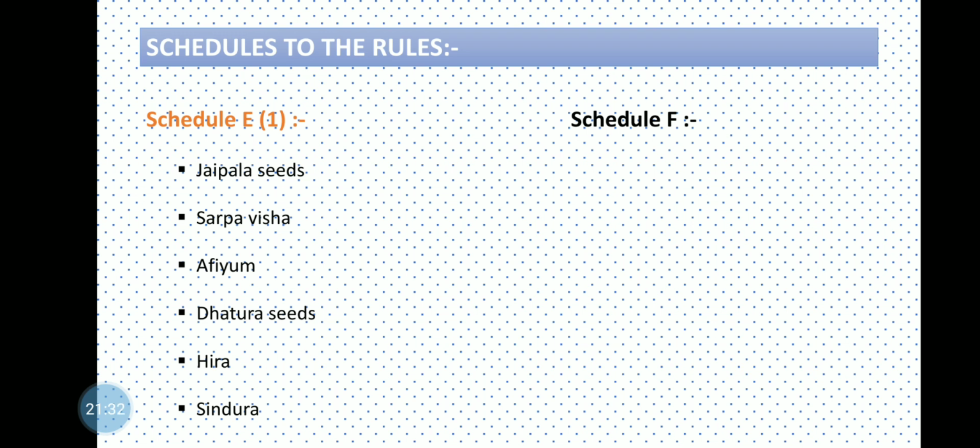For example, if a patient is requiring platelets, then only the platelet will be given. If the patient is requiring RBC, only the RBC will be given. That is also specified in your schedule F related with blood components.